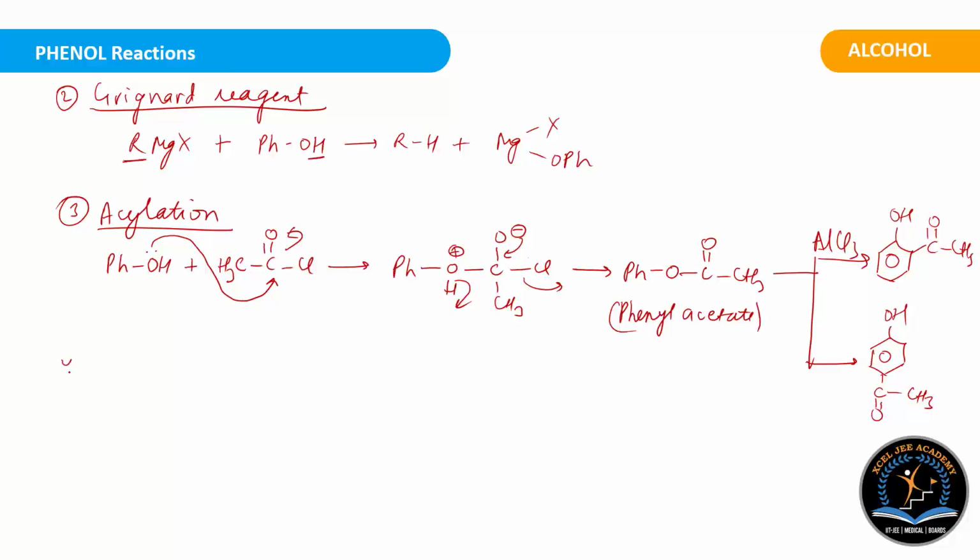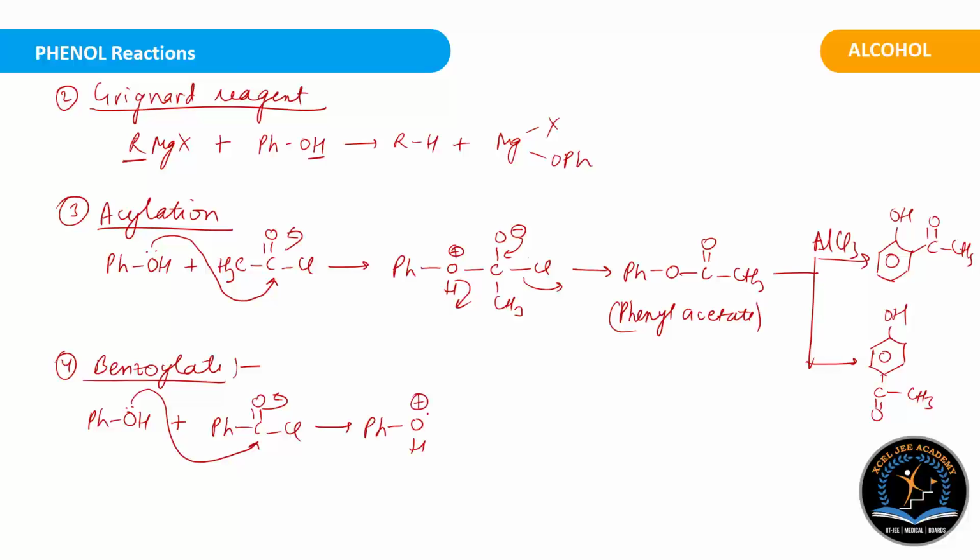Similarly, the next one is referred to as the benzoylation reaction. In this case we again have PhOH, that is phenol, then benzoyl chloride, which is PhC double bond O Cl. The oxygen has a lone pair, so it will attack, this bond will open, and it will form PhOH with a positive charge, carbon with O minus, chlorine attached and Ph group attached. O minus will come back, chlorine is a leaving group so it will leave, and along with that hydrogen will also be removed.